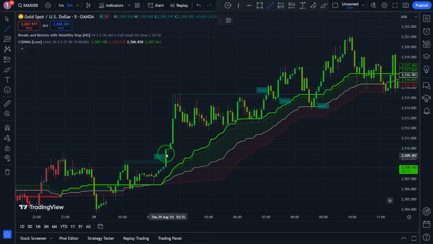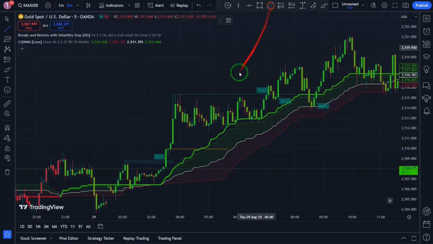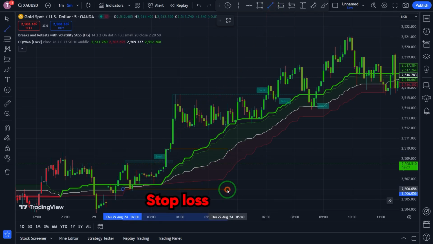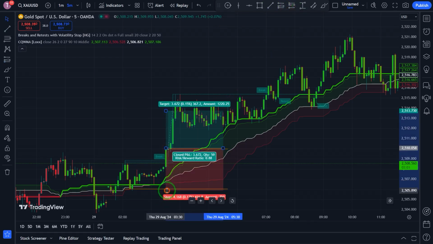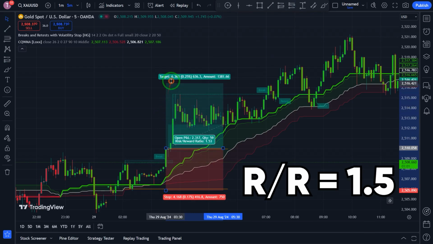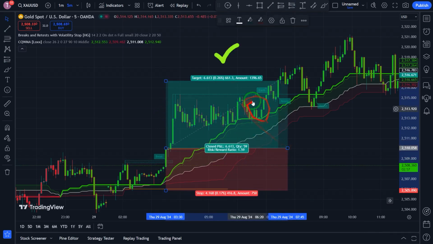The choice is yours. Once we find the entry point, we can identify the last swing low and set our stop loss slightly below it. Now we can enter a buy trade and set our risk to reward ratio as 1 to 1.5 for take profit, and wait for our trade to close with profit.